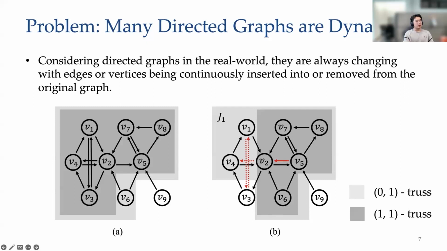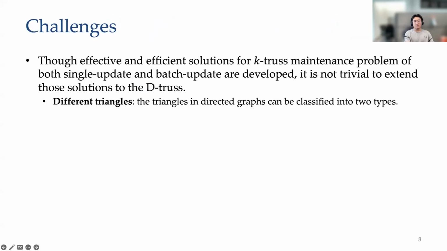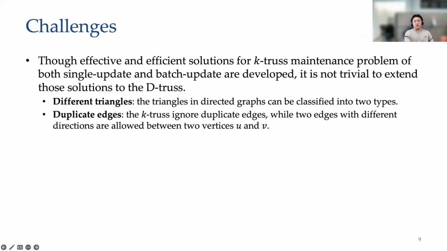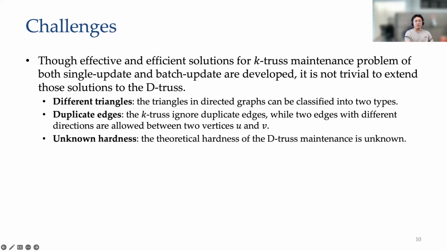So considering directed graphs in the real world, they are always changing, with edges or vertices continuously changing from the original graph. Though effective and efficient solutions for the K-truss maintenance problem, for both single update and batch update, have been developed, it is not trivial to extend the solutions to the D-truss. The first reason is that different triangles in directed graphs can be classified into two types. And second, the K-truss ignores duplicated edges, while two edges with different directions are allowed between two vertices U and V. The theoretical hardness of the D-truss maintenance is unknown because of these two points.